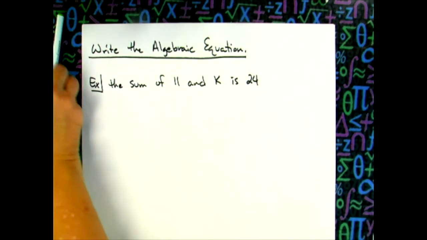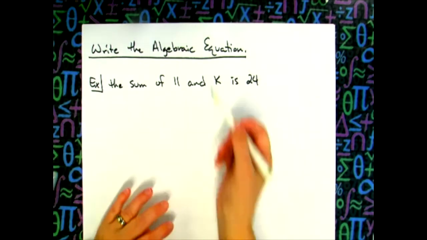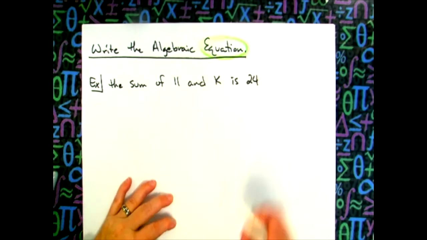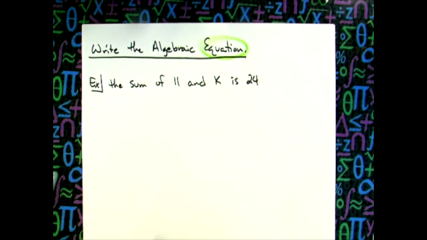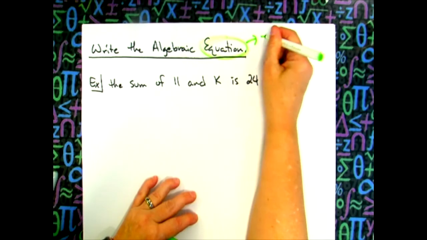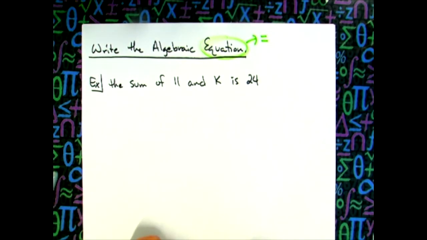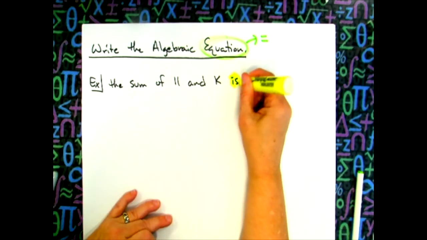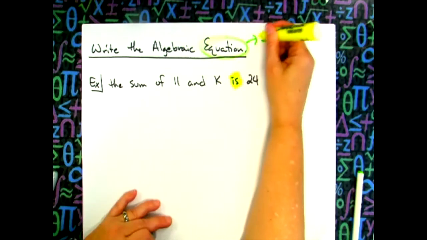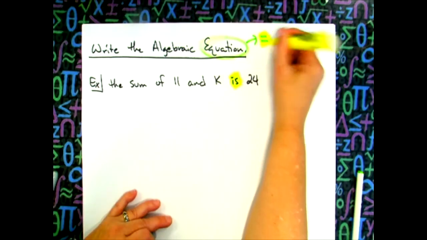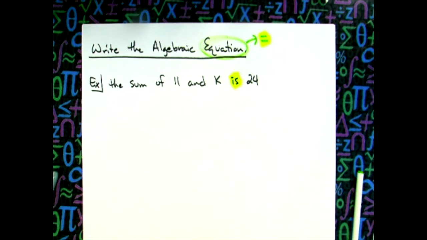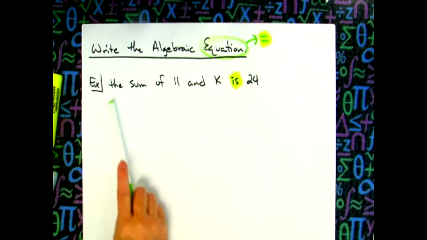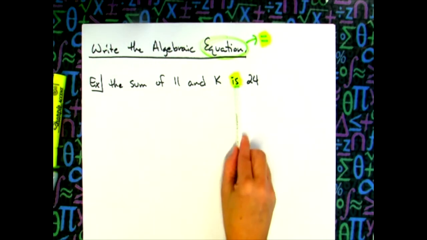All right, key thing here: you're writing an equation, which means it has to have an equal sign. So in your answer, if you don't have an equal sign, you don't have the right answer, for starters. The key word is going to be the equal sign. The word "is" literally means the equal sign. So again, you have to identify it. So here's my equal sign.